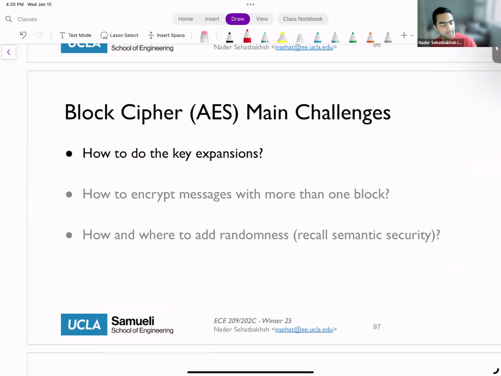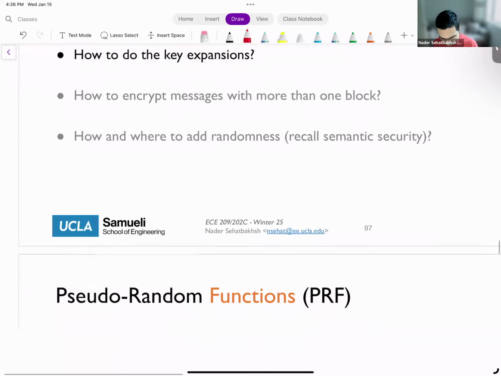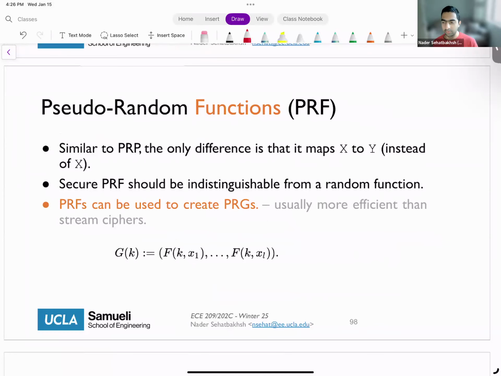Remember I told you that, yes, we can do the same generative algorithm that we had before, which essentially takes a seed and expands the key. In other words, block ciphers can use stream ciphers within themselves, but that kind of defeats the purpose. If you remember, I told you that stream ciphers are generally slow, so you don't want to do that. Instead, we use what we call pseudo-random functions or PRFs.